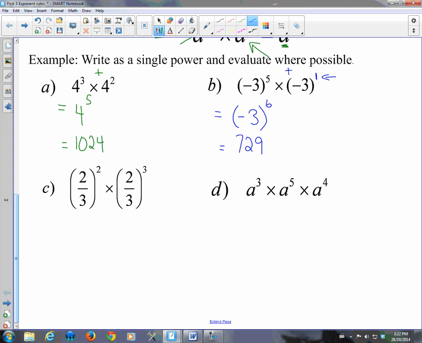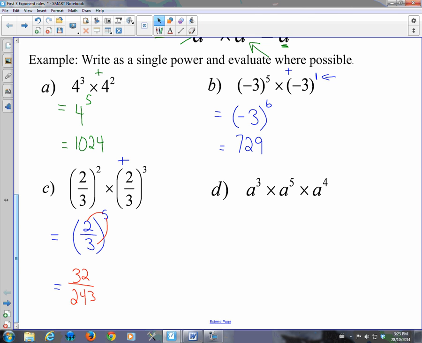If I look at a couple other examples, nothing changes when I have a fraction base. As long as the base is the same, the fraction is the same. I keep the base when I'm multiplying, and I add my exponents. So 2 plus 3 is 5. And the difference is when you have a fraction as a base, you need to do the exponent with the top number and do the exponent with the bottom number. So I have 2 to the exponent 5, which is 32. And I have 3 to the exponent 5, which is 243. So I get a fraction answer from a fraction base.